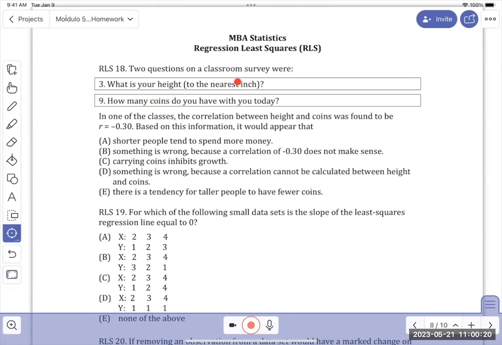So what is your height? How many coins do you have with you today? In one of the classes, the correlation between height and coins was -0.3. What does this tell us? Short people tend to spend more money. Something is wrong because a correlation of negative 0.3 does not make sense. So this one is wrong. Shorter people tend to spend more money. Well, we don't know if they spent the money. They just have coins.